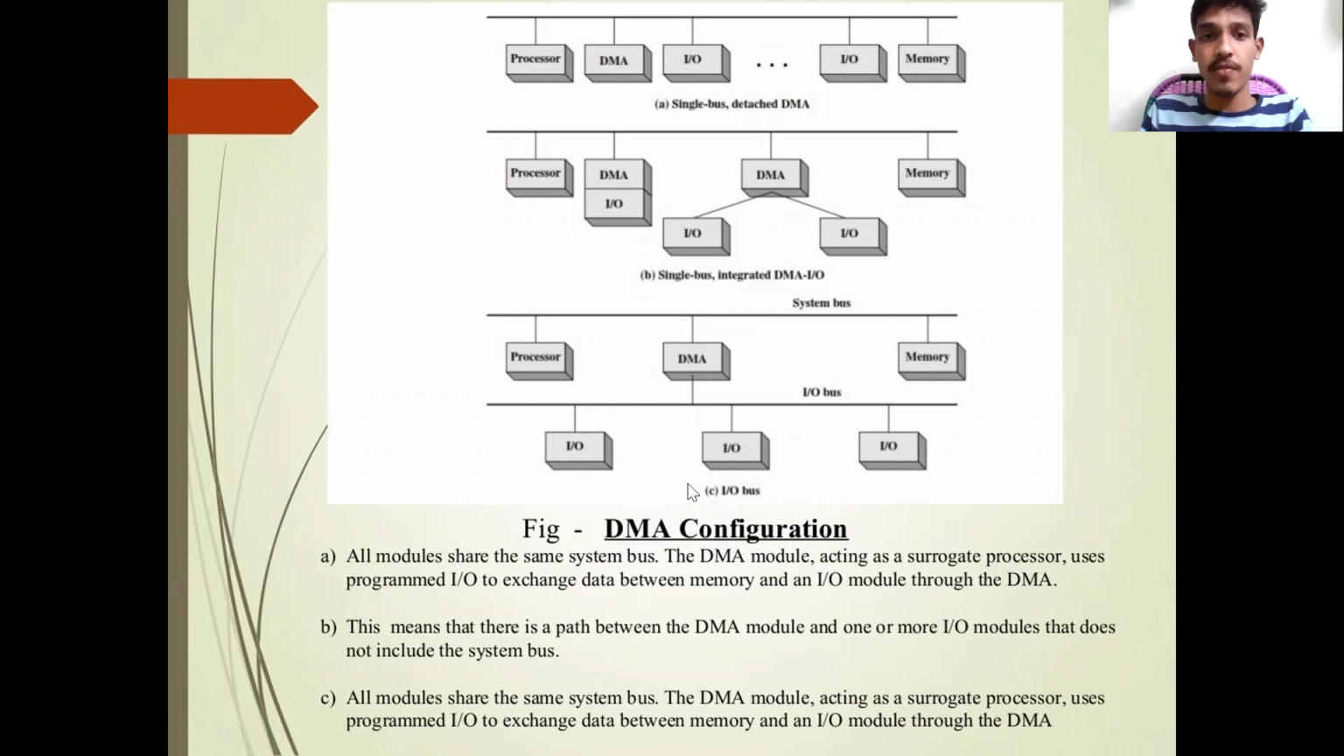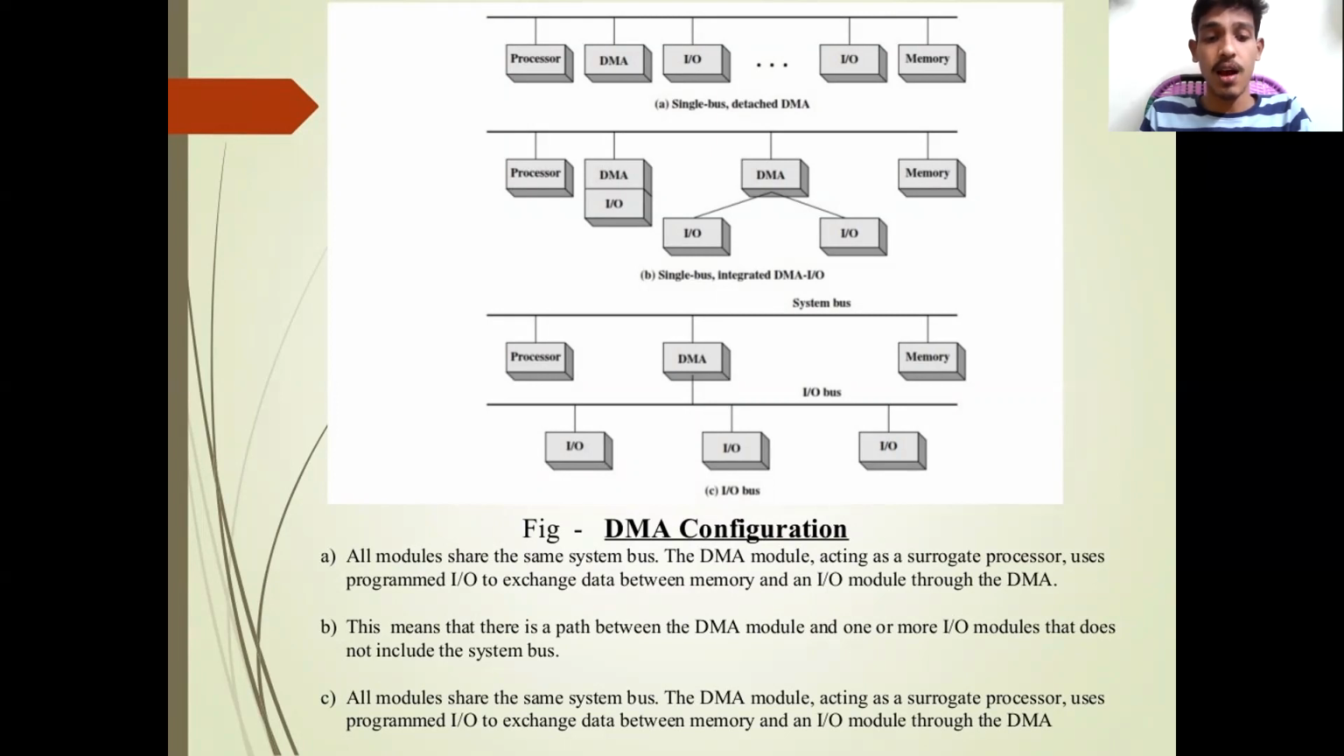Here is the DMA configuration: single bus detached DMA, single bus integrated DMA. Here are the three types. For A, all modules share the same system bus. The DMA module, acting as a surrogate processor, uses programmed IO to exchange data between memory and IO module through DMA. This means that there is a path between the DMA module and one or more IO modules that does not include the system bus.